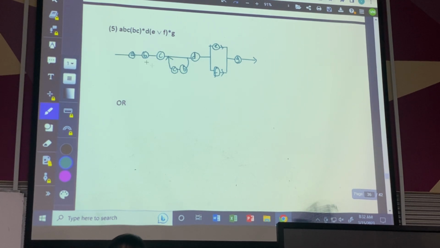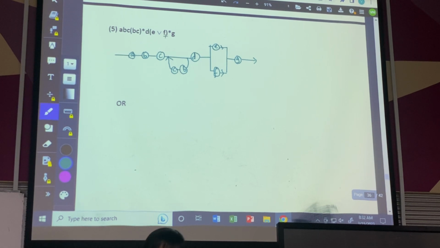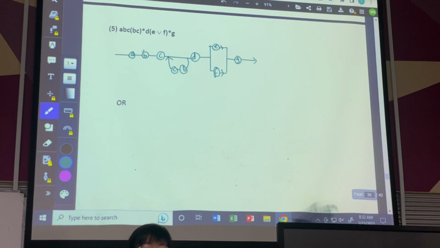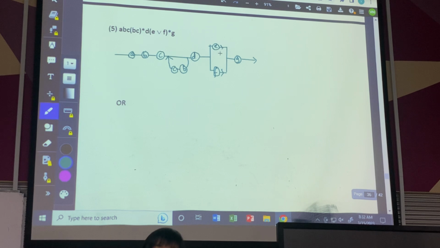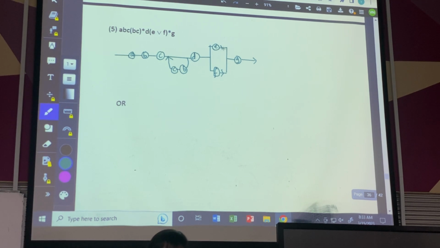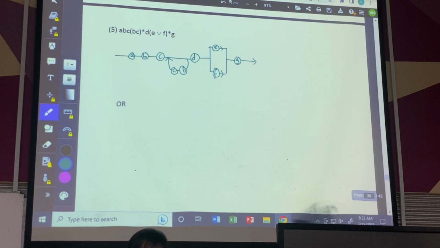This is the simple way to draw. If you follow exactly what is given here, so you have ABC on the line, then the BC loop, D on the line, E or F. E or F is a loop, right? So this one any different or not? Can we draw to the right? Anyone draw like this? No?